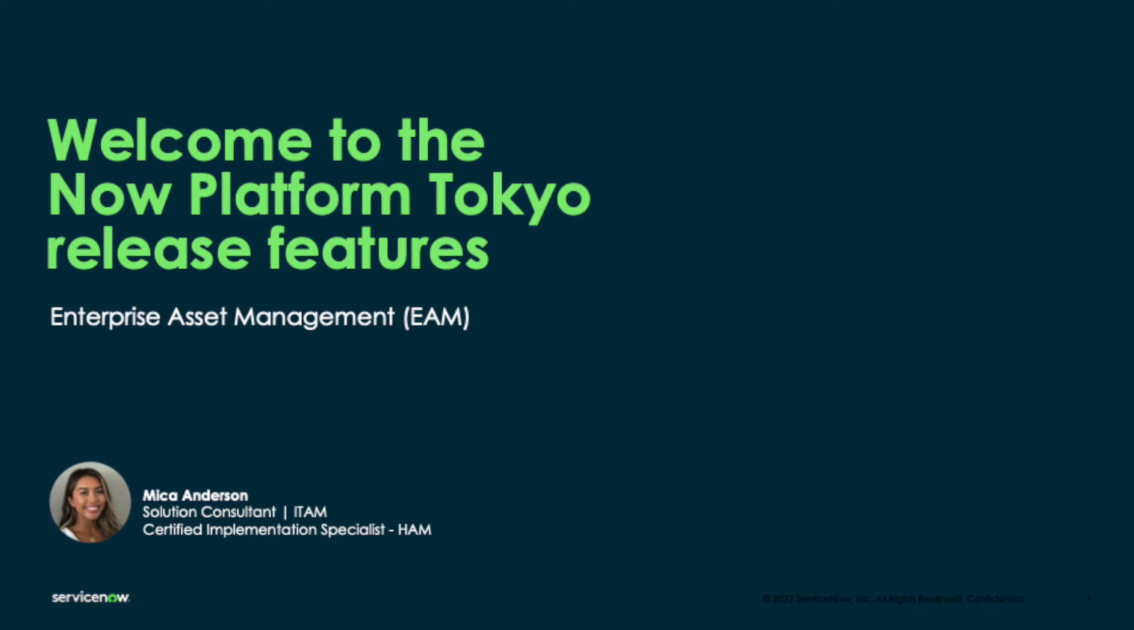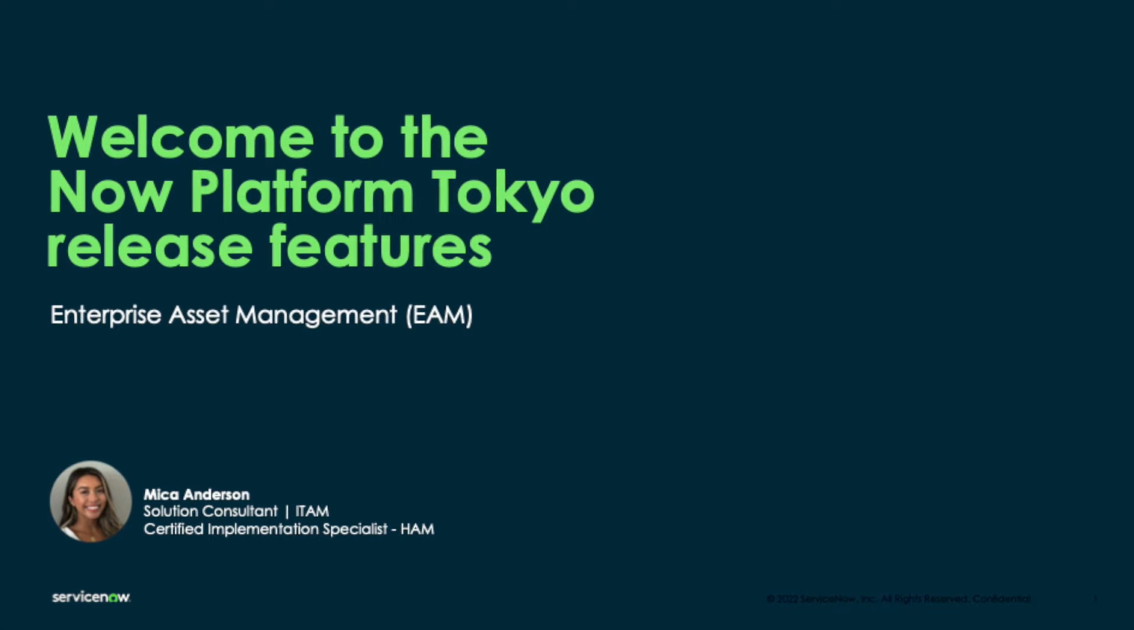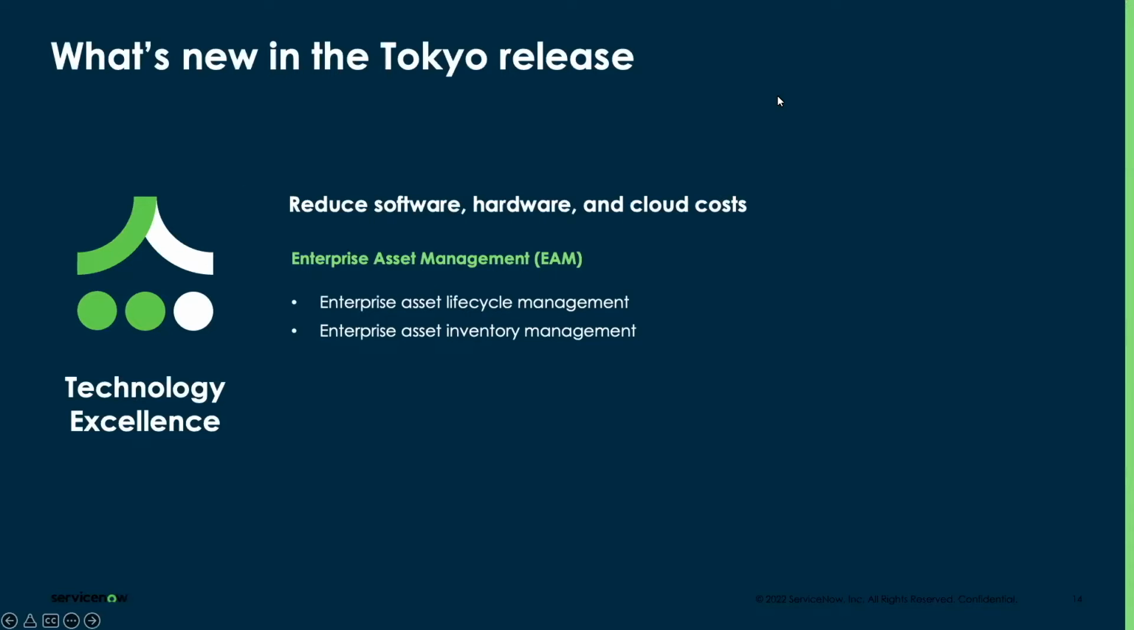Today, I'm going to go over the Tokyo release features as part of the new enterprise asset management, otherwise known as EAM. So in this video, I'm going to quickly go over the two pillars around enterprise asset management, first being lifecycle management, and the second being inventory management. To get a deeper dive into enterprise asset management, there is another video called Enterprise Asset Management Overview, which you can view additional features that have come out with EAM.